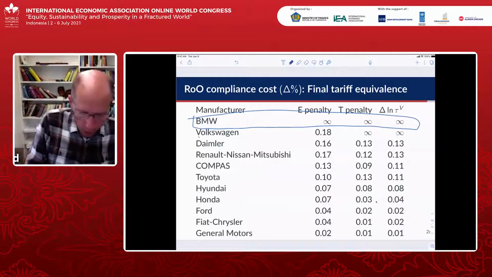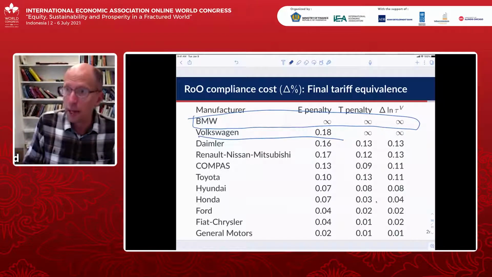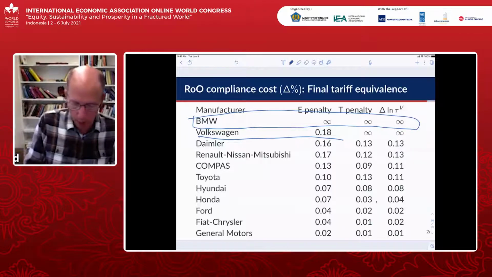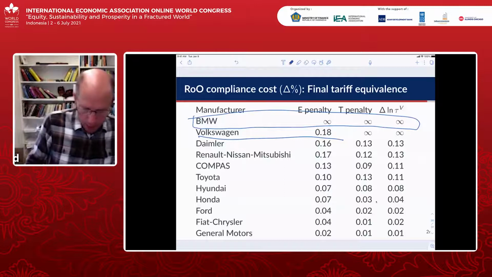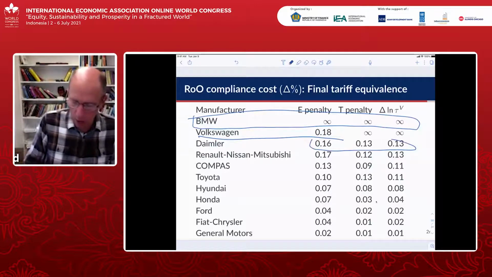For Volkswagen also, the cost penalties are very high, but they do have a North American option for engines. Remember that Silao plant in Mexico that I talked about. And for Daimler, they've got more options, so their costs don't rise quite as much, but they still rise a lot.